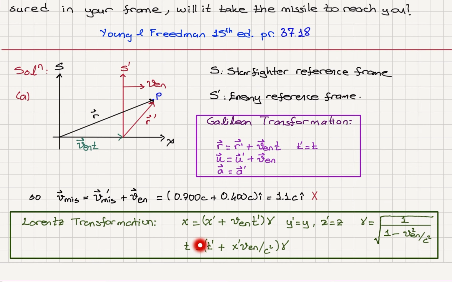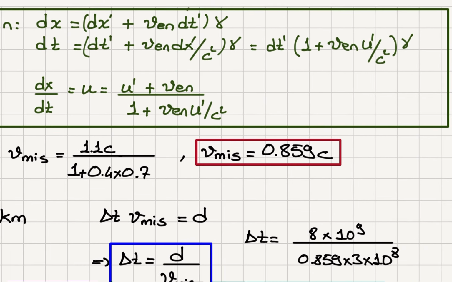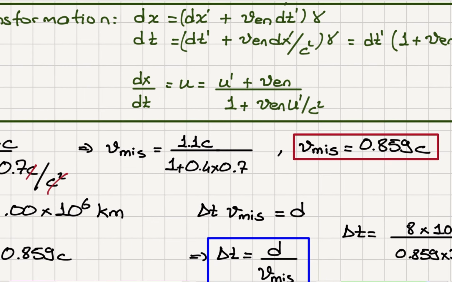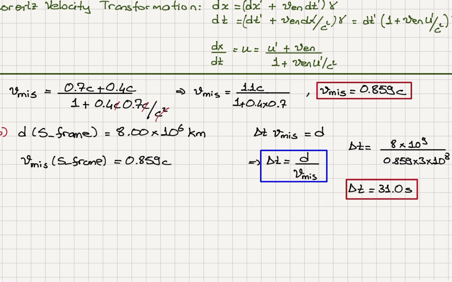If I write these equations in differential form, dx is dx prime plus v enemy dt prime, times gamma, and dt is dt prime plus v enemy dx prime over c squared, times gamma. If I take the second equation in parentheses and divide the first equation by the second equation, I obtain the Lorentz velocity transformation. u is u prime plus v enemy divided by 1 plus v enemy u prime over c squared. So with the correct transformation, substituting 0.7 c for u prime and 0.4 c for v enemy, I obtain 0.859 c as the speed of the missile measured by the starfighter reference frame.